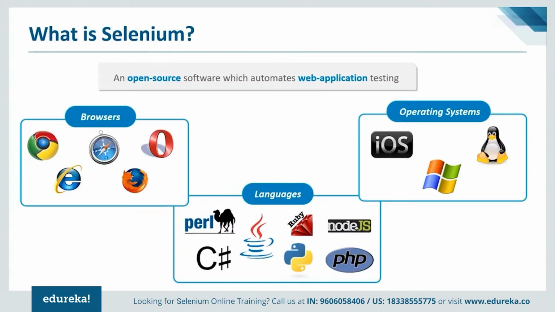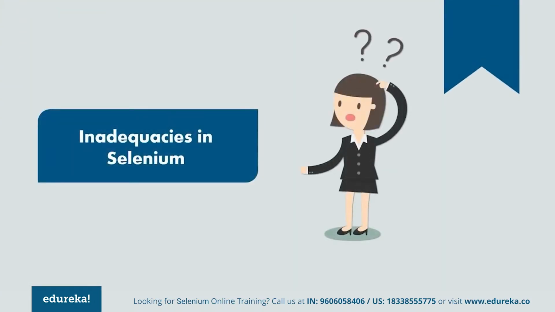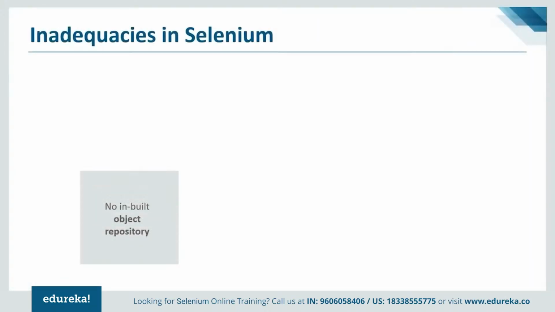So we now know that Selenium is not a one-stop solution. It has its shortcomings. Now that's okay because most of these softwares and applications have shortcomings. But the point is, can it be resolved for Selenium? If yes, then how? What could be the possible inadequacies in Selenium? Let's have a look at what the shortcomings are and how it can be resolved. So first one out here is object repository.